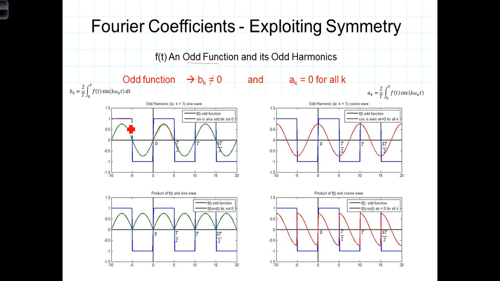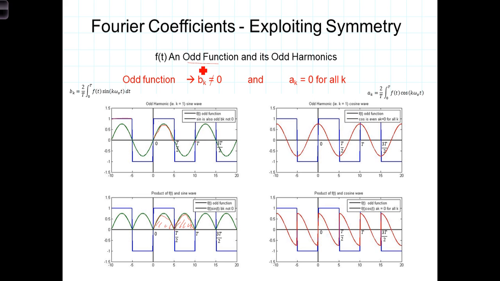So what's happening here? b sub k is the integral of f of t, the square wave, times the sine. So there's f of t times the sine. This is positive when this is positive, it's negative when this is negative, and so you have a positive times a positive that gives you a positive lobe. A negative times a negative gives you a positive lobe. And when you then integrate over that product, you get a net area. Thus, the b sub k's are not equal to 0 in an odd function.